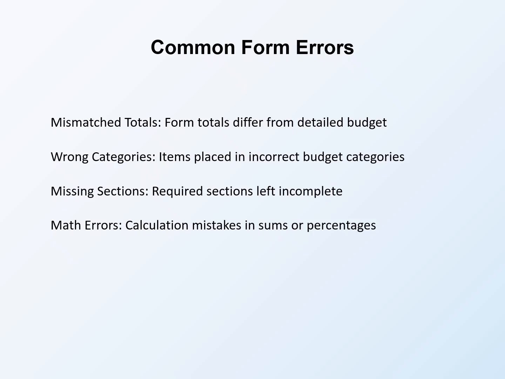Common form errors create problems during review and may delay your application. Recognizing these mistakes helps you avoid them. Mismatched totals between form and detailed budget suggest errors somewhere.